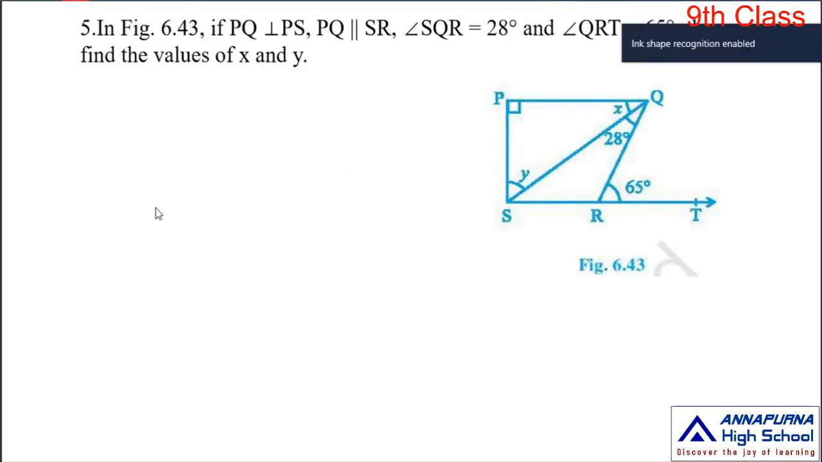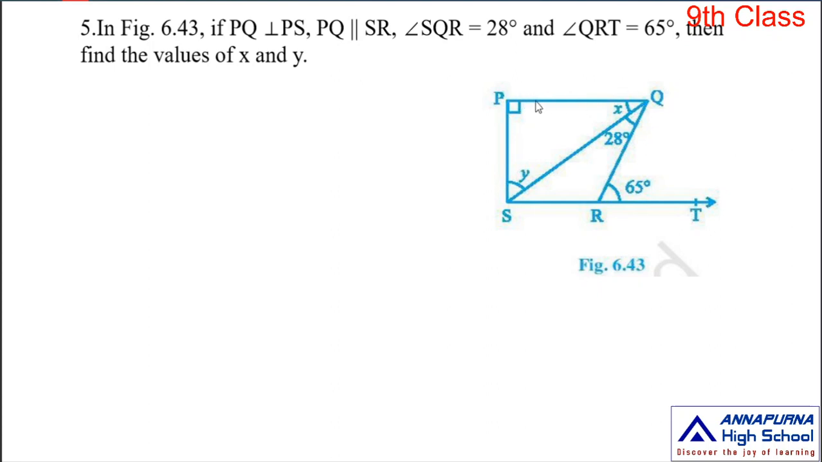Next, fifth problem. In figure 6.43, if PQ is perpendicular to PS, PQ is parallel to SR, angle SQR is equal to 28 degrees, and angle QRT is equal to 65 degrees, then find the values of X and Y. See the figure.